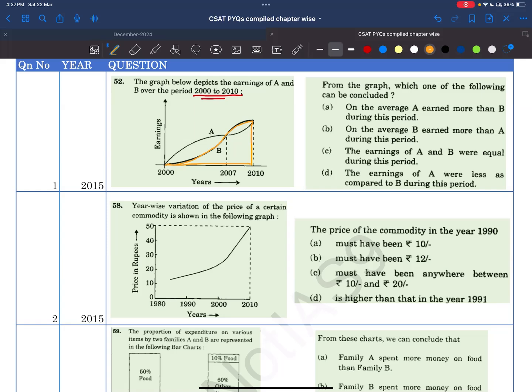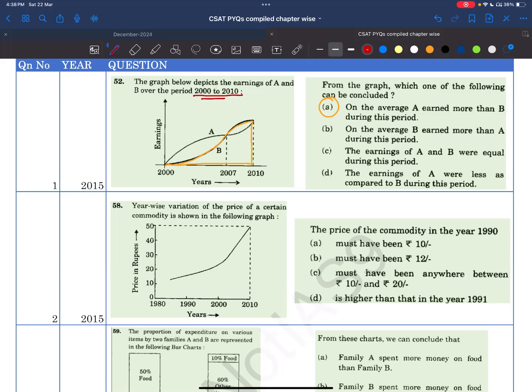Now, see, the area of A is more than the area of B, right? You can see here. This is the entire area of A, and this is the area of B. So, what will the answer be? Average earnings of A is more than B, right? The answer is A. Okay.